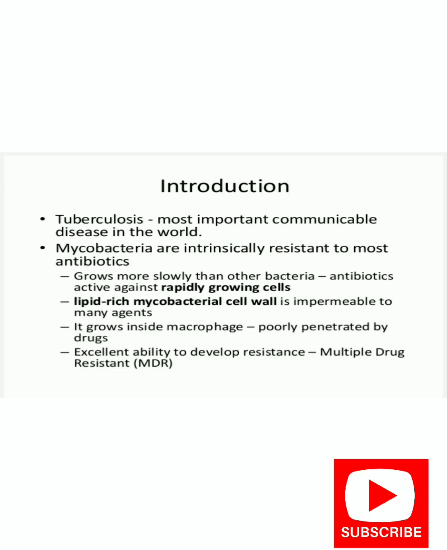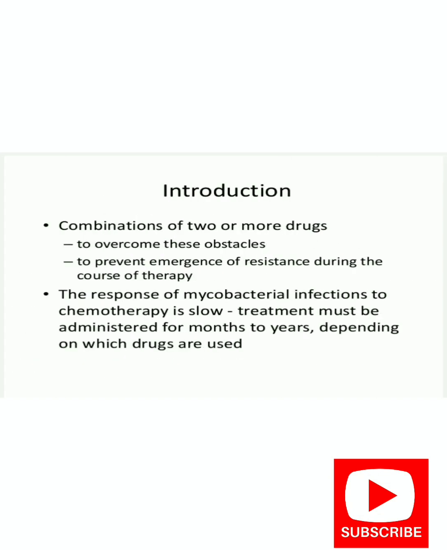The lipid-rich mycobacterial cell wall is impermeable to many agents. It grows inside macrophages, is poorly penetrated by drugs, and has an excellent ability to develop multiple drug resistance. So in the introduction, we'll be discussing tuberculosis and how the drug acts against it.